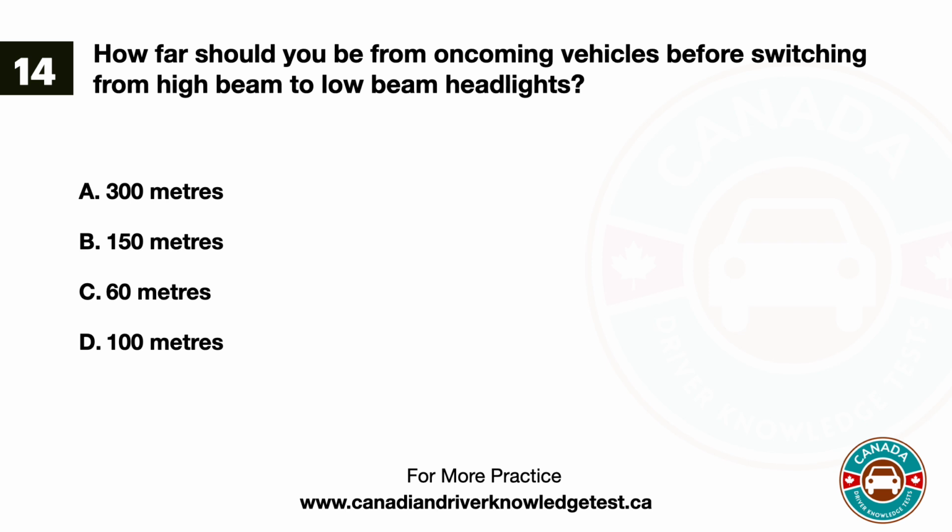Question 14. How far should you be from oncoming vehicles before switching from high beam to low beam headlights? A. 300 meters. B. 150 meters. C. 60 meters. D. 100 meters. The answer is A. 300 meters.